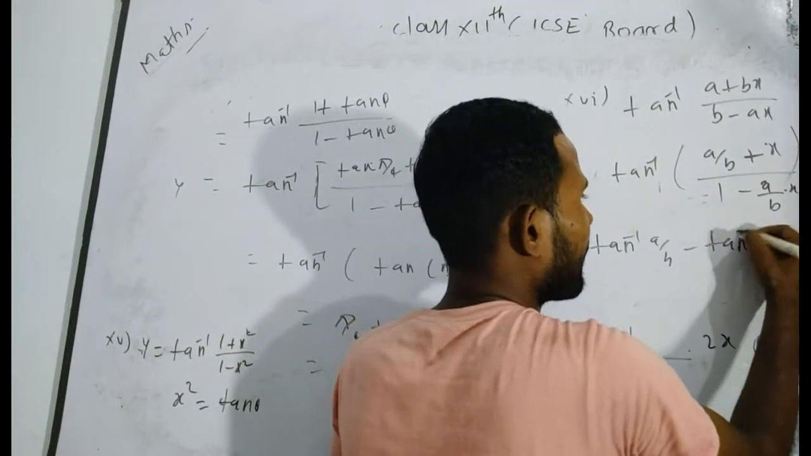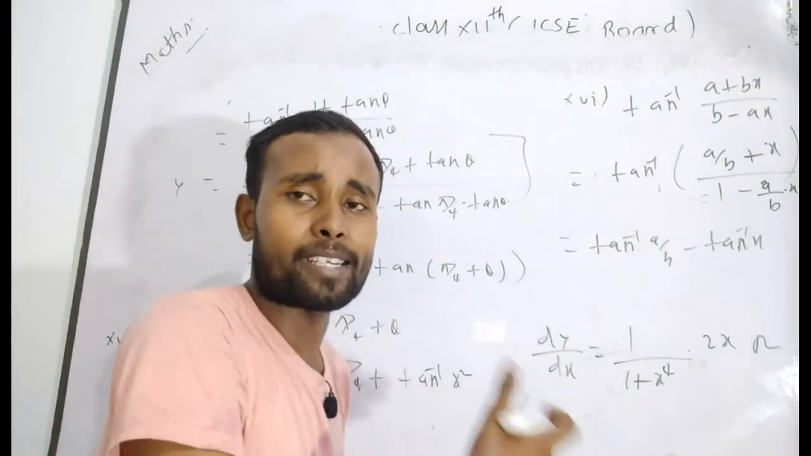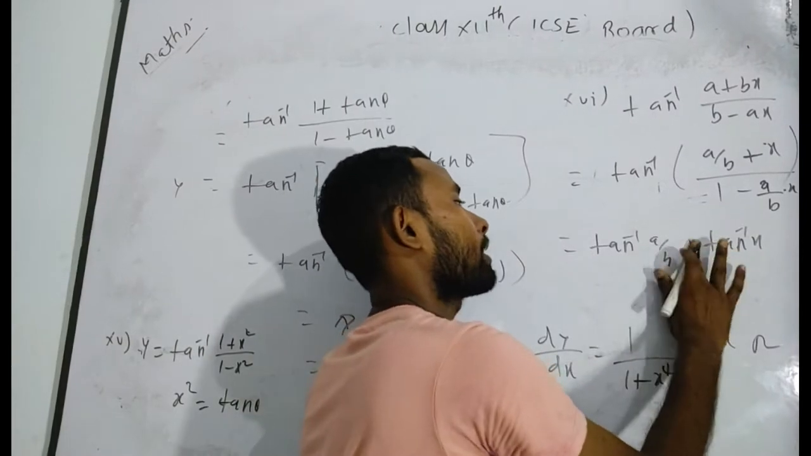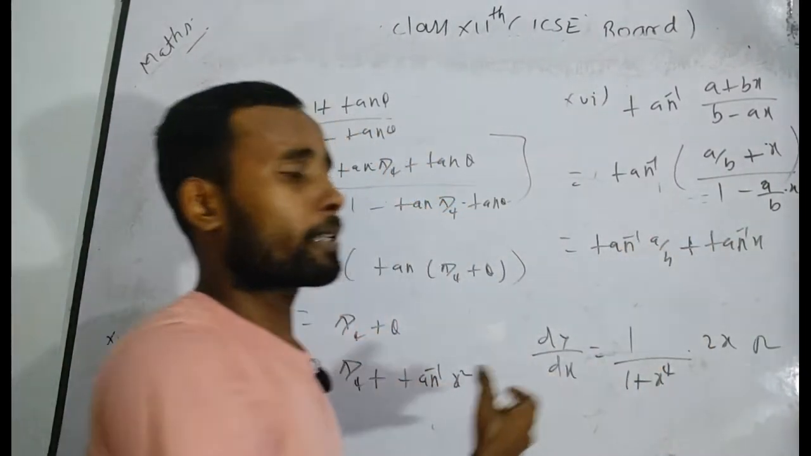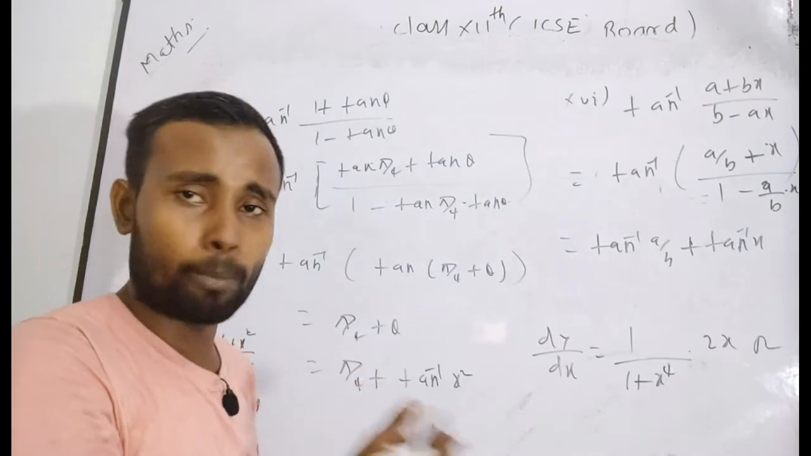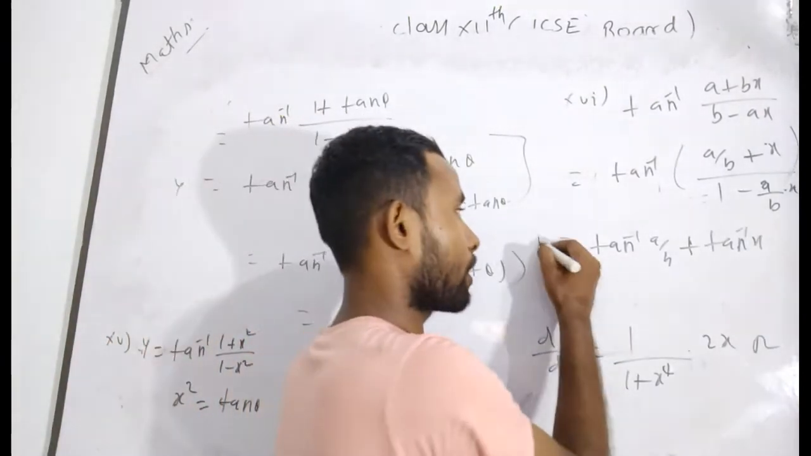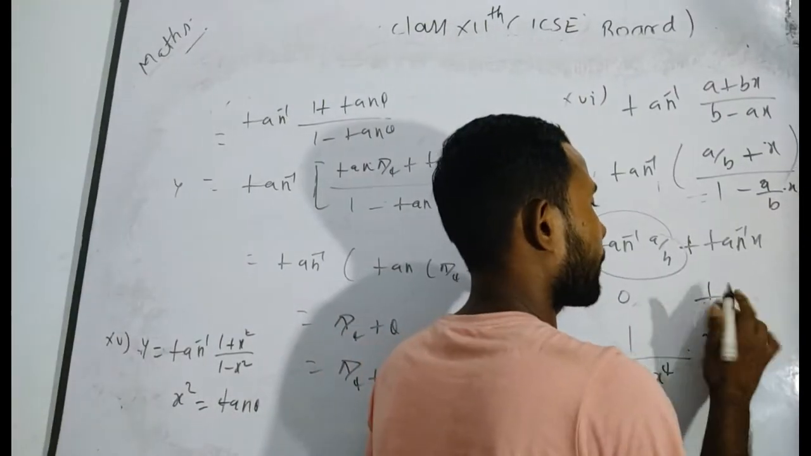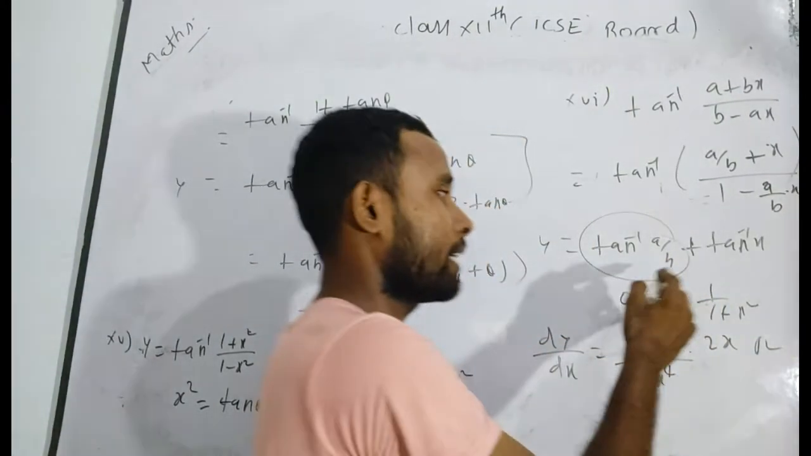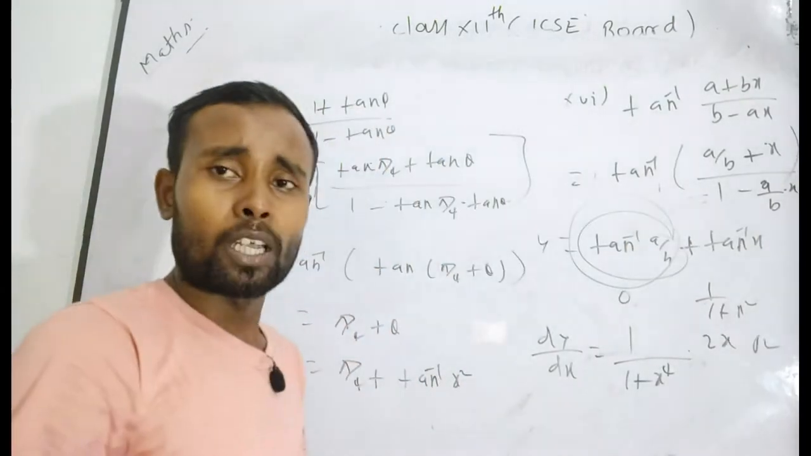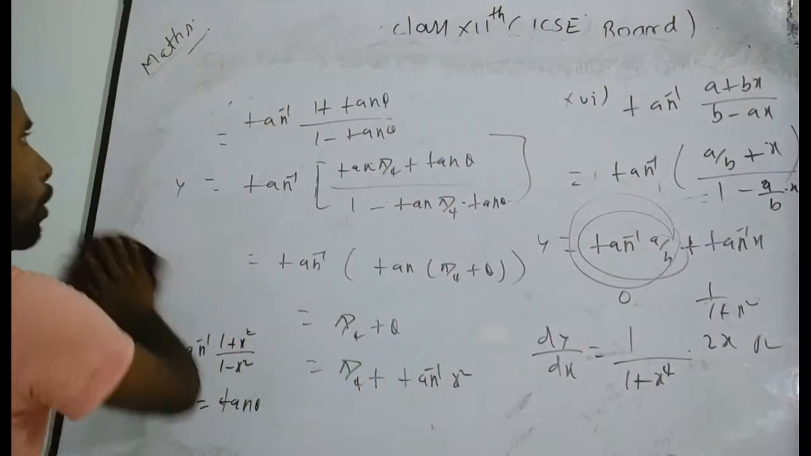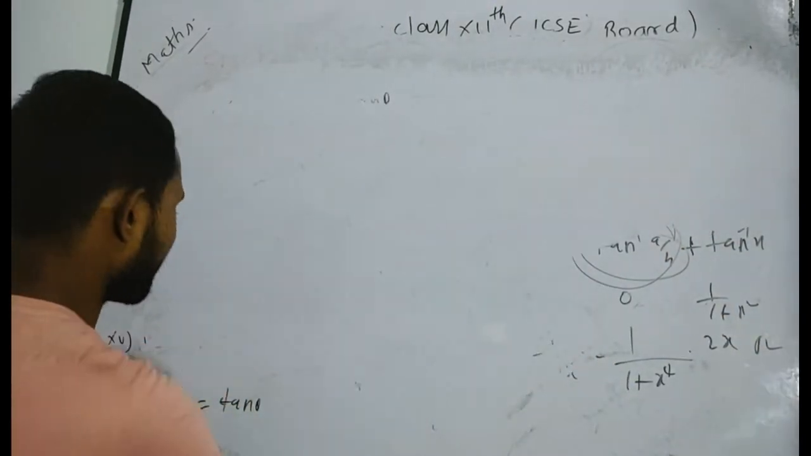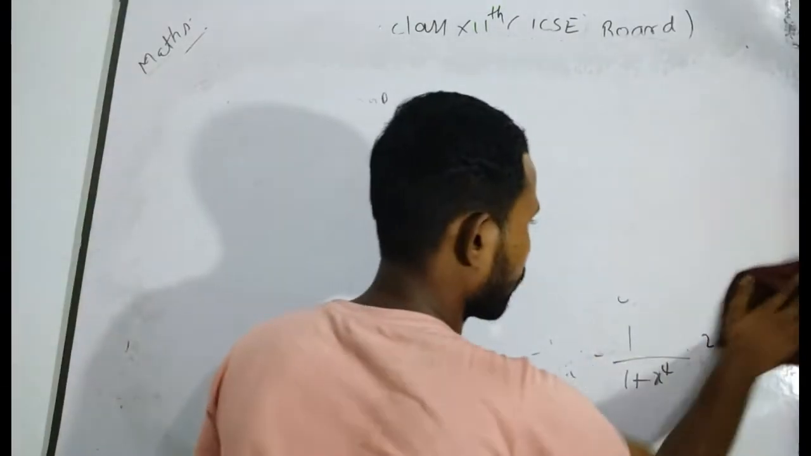That means simply the formula: tan inverse x plus tan inverse y is equal to tan inverse of (x plus y) divided by (1 minus xy). Now you have to differentiate. After differentiating, the derivative of tan inverse a by b is equal to 0, and the derivative of tan inverse x will be 1 upon 1 plus x square, because, as I have already told you, other than x and y, all terms are treated as constants in this chapter unless mentioned otherwise.